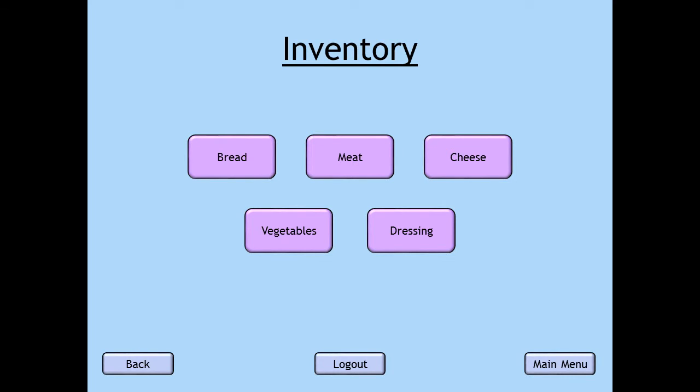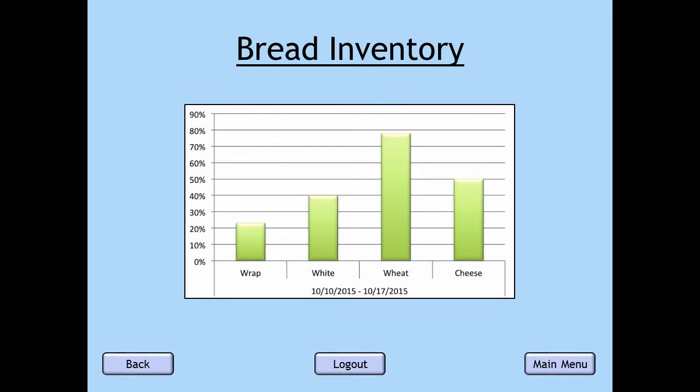Next we have the inventory page, which will allow the employee to find out what items are out of stock or in stock, or what items are selling the best. Here we have a bread inventory example, which shows how much of the bread is available.